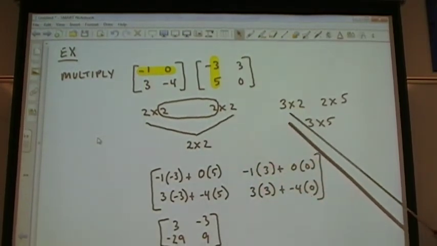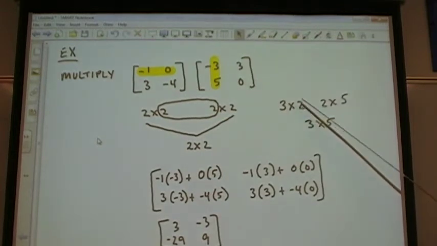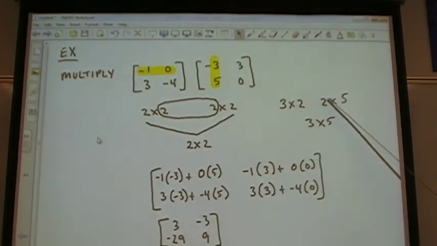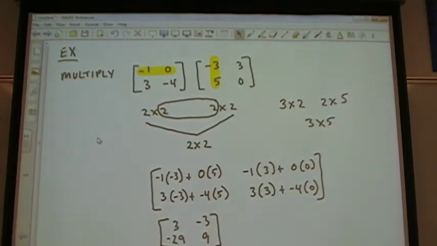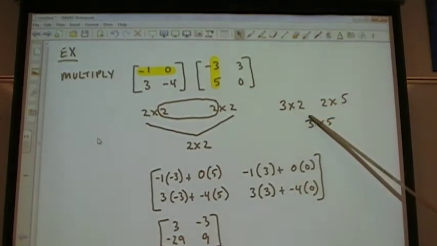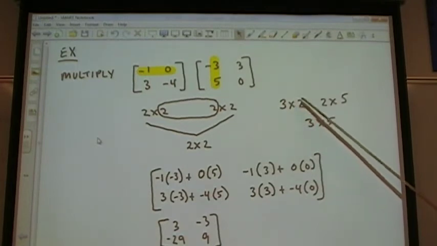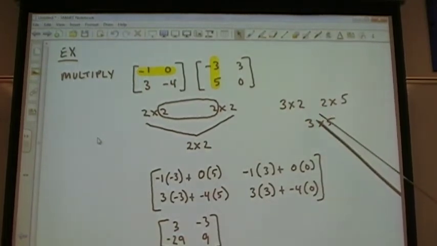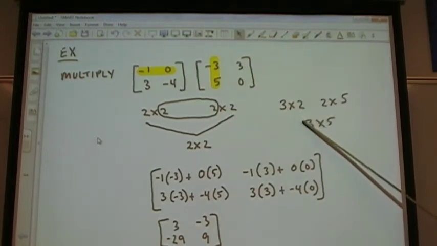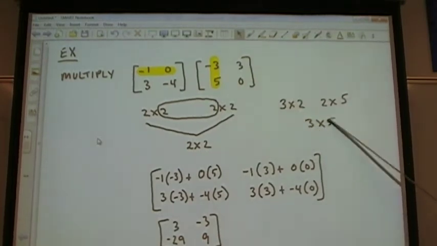So if I gave you a 3 by 2 matrix and asked you, can that be multiplied by a 2 by 5 matrix? What's your answer? Yes. The inside numbers are the same. The number of columns of the first is equal to the number of rows of the second. And your resulting matrix is a 3 by 5. Okay?